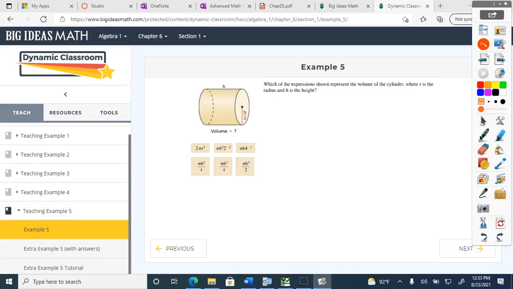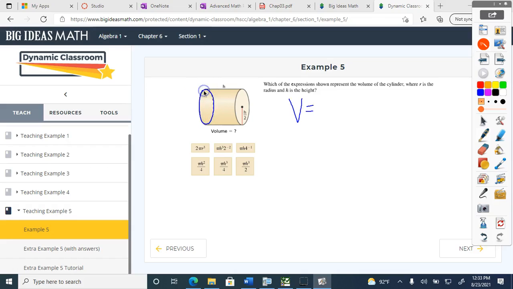Okay? It says, which of the expressions shown represent the volume of the cylinder where R is radius and H is the height? Okay? So first off, the volume of a cylinder. Y'all happen to know that one? It's area of the base times the height. So what is my base here? And it's not laying on its base, by the way. It's laying down on its side. So what kind of base do I have?